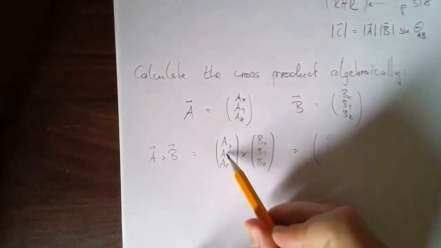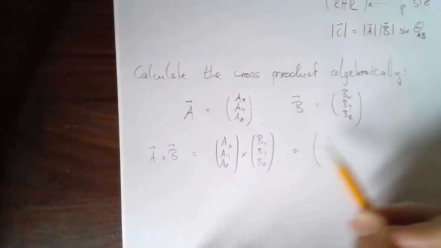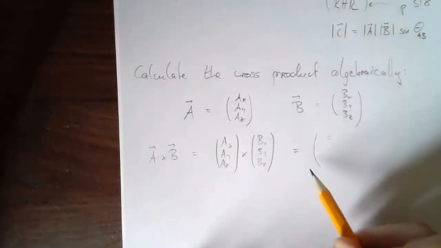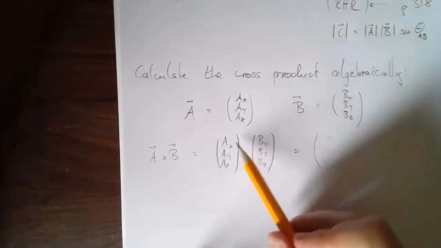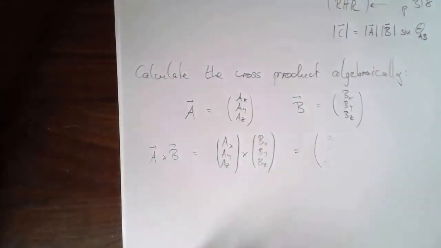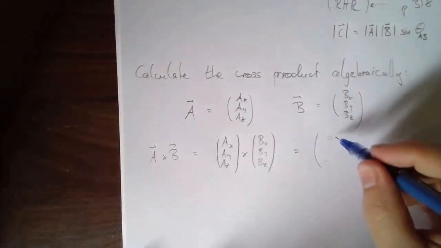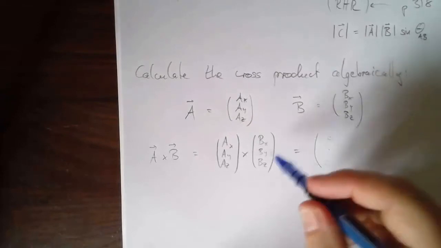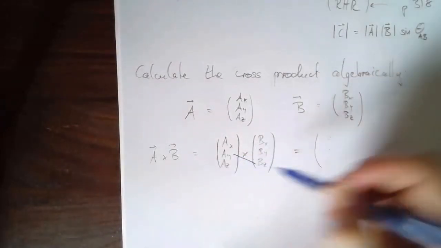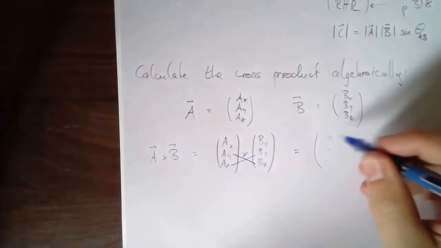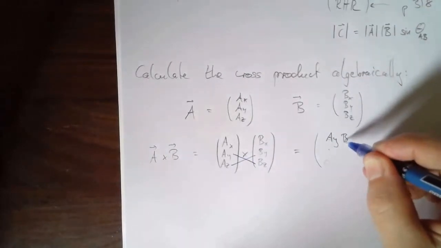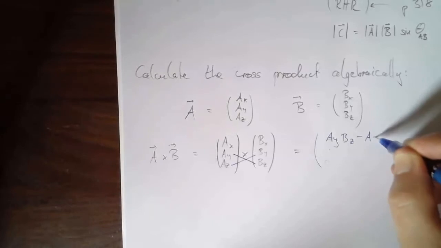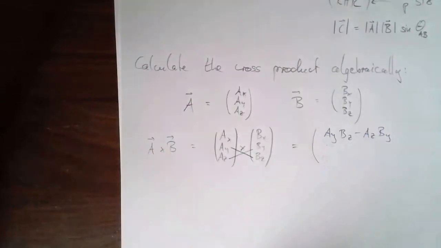So to compute X, I'm going to look at Y and Z. To compute Y, I'm going to look at Z and X. And to compute the Z component, I'm going to look at X and Y. And the way to do this is to do it crosswise. So for the X component of C, the combined vector, the result, I'm going to essentially take this times this minus this times this: AY BZ minus AZ BY.